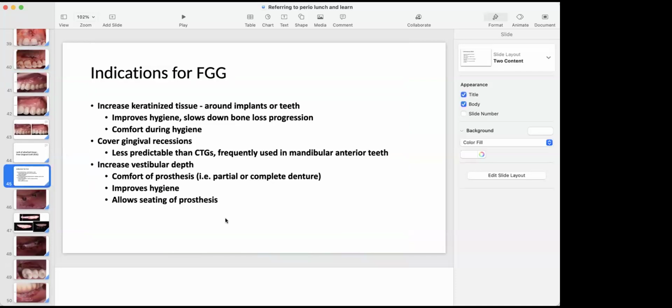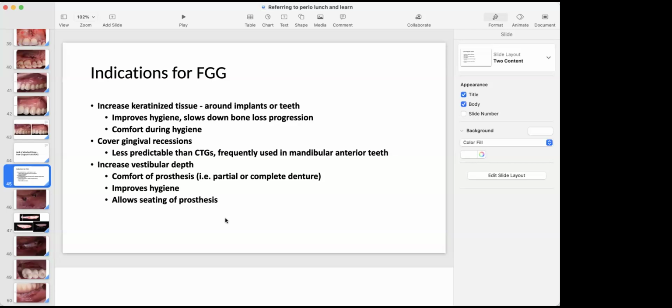So these are some of the indications for the free gingival graft to increase that keratinized tissue that I was pointing out to you guys on the last case. This can be done around implants or teeth. It'll improve hygiene because of that increased keratinized tissue. Comfort for hygiene, so the tissue isn't coming up on the tooth constantly while they're trying to brush and keep it clean.